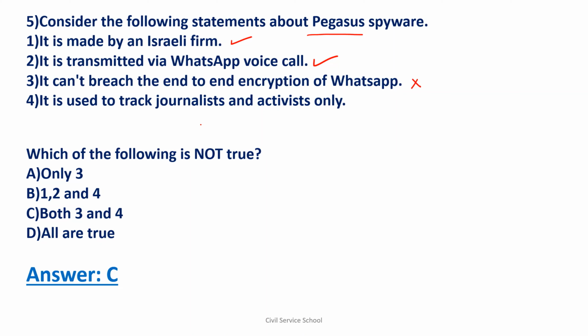It is used to track journalists and activists only. This is an extreme option. It can be used to track you, me, and many other persons, teachers, doctors, engineers, and this only is an extreme option. So in UPSC or any competitive exams, if there is an extreme option, you can eliminate that option. So this is not true. Which of the following is not true? So 3 and 4 are not true. So the answer will be C, both 3 and 4.